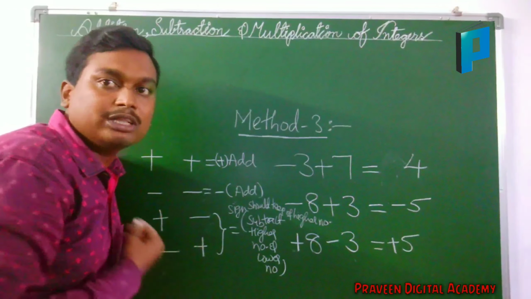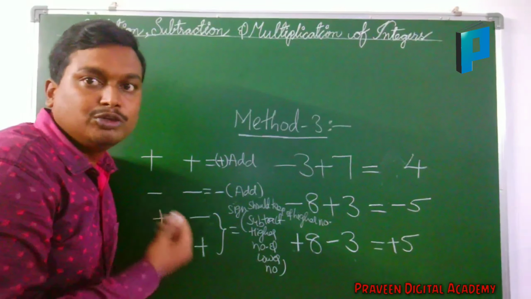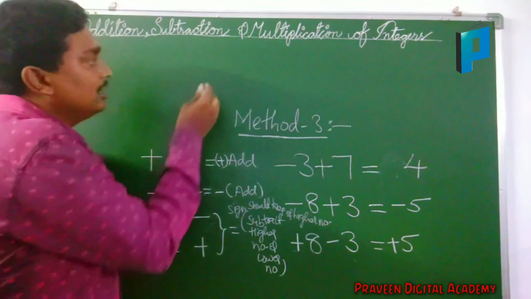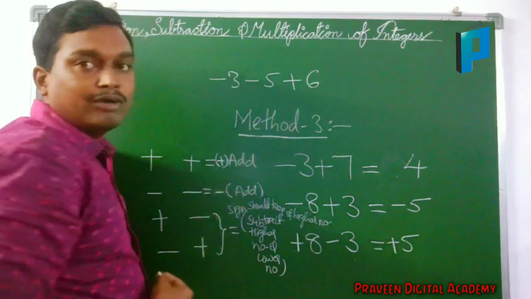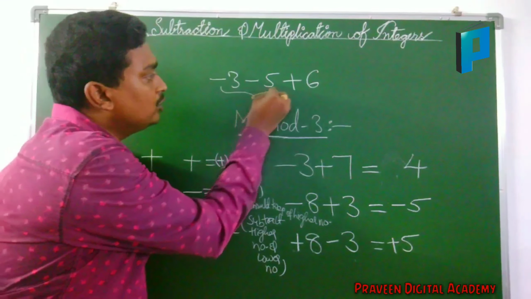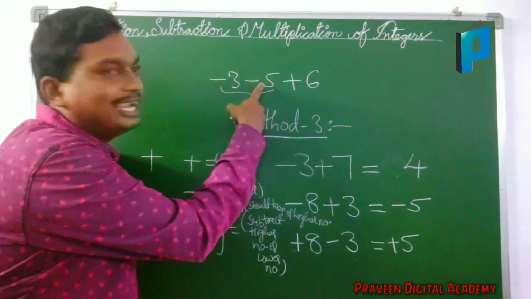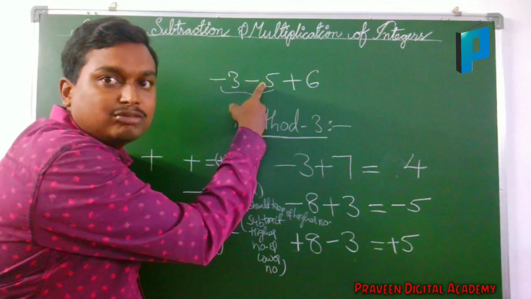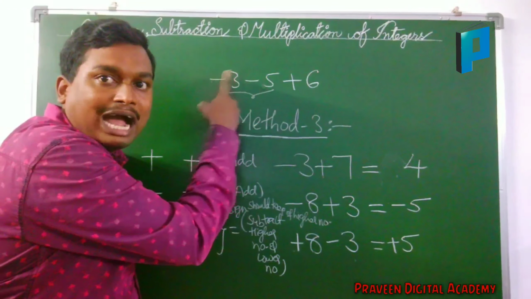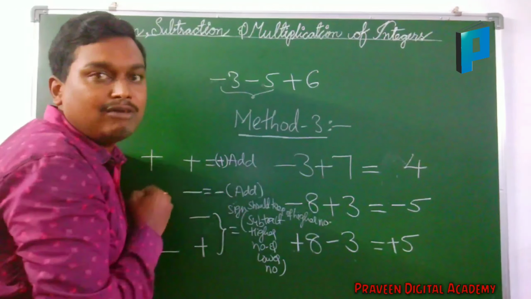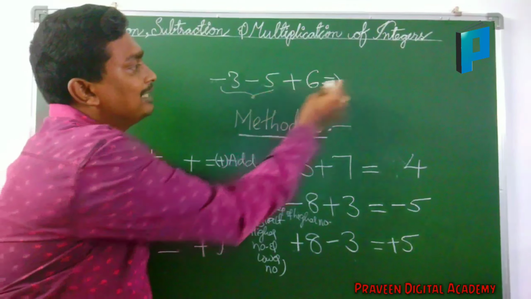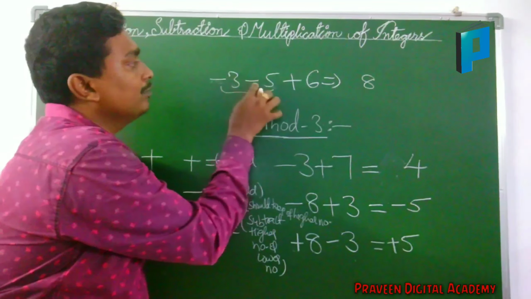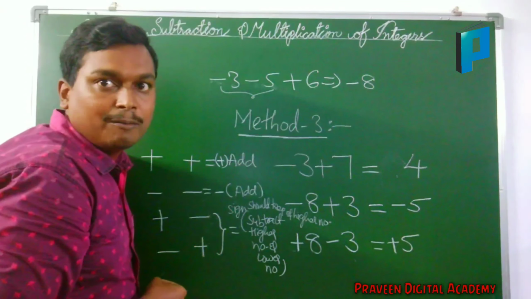If you have more than 2 integers also, you can add them like this. If you have minus 3, minus 5, plus 6, what will we do? Here these two we should solve first of all. Both are minus. Whenever you have both minus, what to do? You have to add the numbers and keep the sign of minus. Add both the numbers: 5 plus 3 is 8. Both minus is there, so keep the sign of minus.